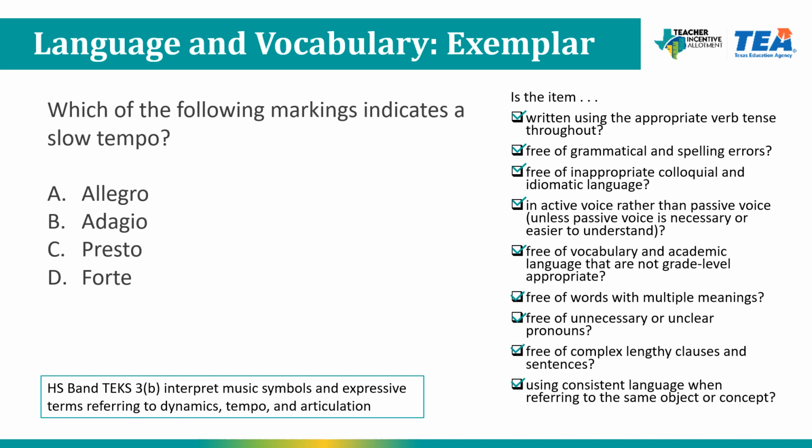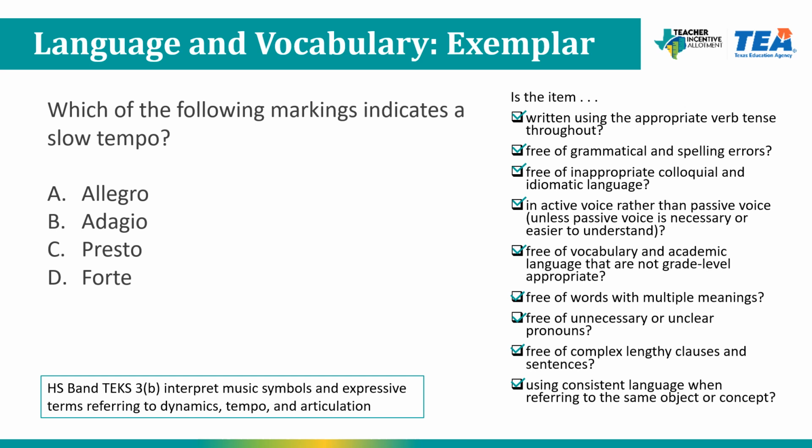Let's take a closer look at an exemplar item to understand how these principles play out in real assessments. Imagine a high school band class with the TEAC 3B focusing on interpreting music symbols and expressive terms related to dynamics, tempo, and articulation. A common standard band course would use a TEAC like this. The item presents a question: Which of the following markings indicates slow tempo? The answer choices include allegro, adagio, presto, and forte.